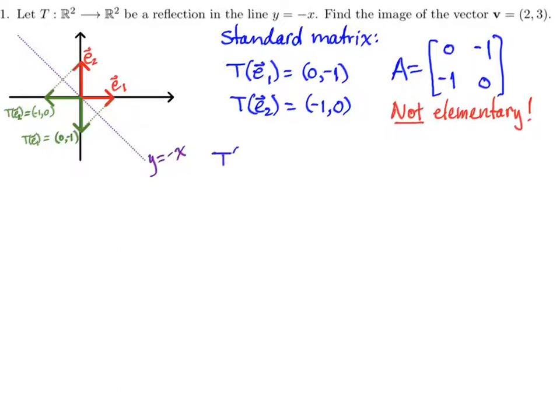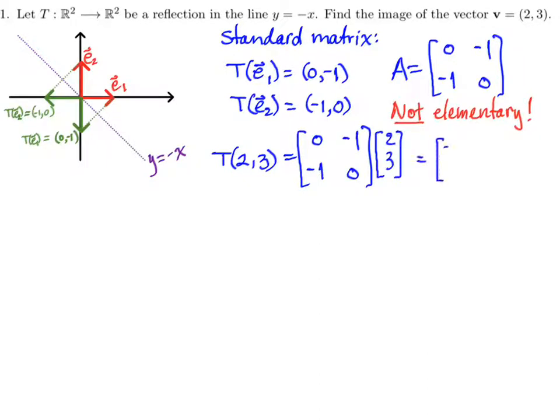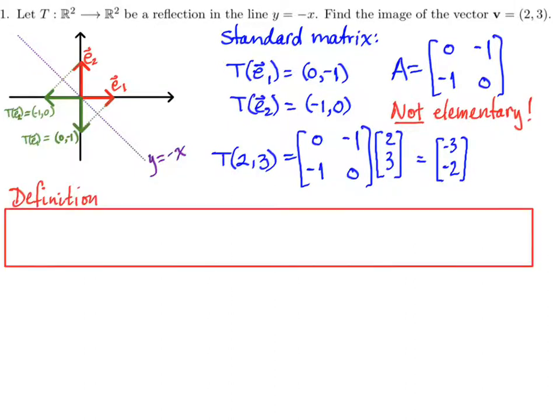What are we going to do with it? We're going to find the image of (2, 3). So let's just multiply by the matrix. And what we get is (-3, -2). So we've actually swapped the two components and multiplied each component by -1. So that's actually three separate elementary transformations.